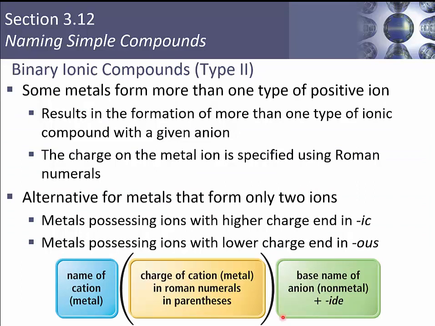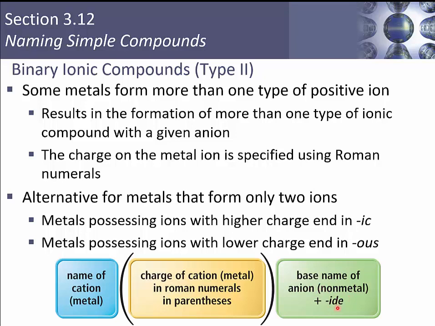Some metals are going to have more than one positive ion. This results in the formation of more than one type of ionic compound with a given atom. And they have very different physical properties. So the charge on the metal ion is going to be specified using Roman numerals. Right, so it's going to be the name of the metal, and then in parentheses what the charge is, and then whatever the name of the anion is, and they're going to stick IDE on it.